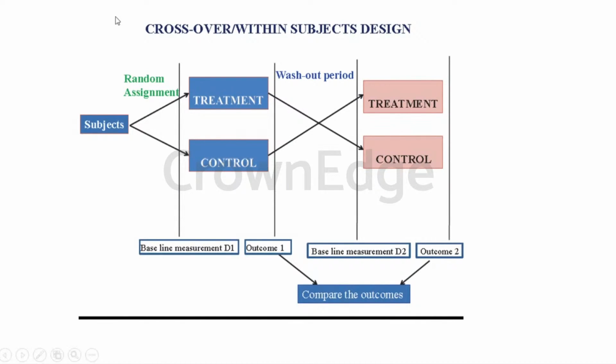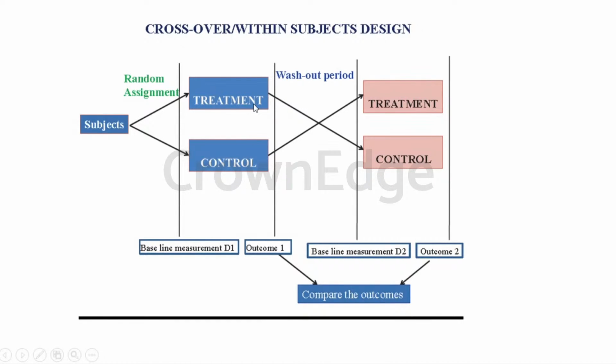So you have subjects, you randomly assign them to treatment and control group, and then you take the measurement of outcome at the end of this period. That is, your baseline measurement is taken before random allocation, then you randomly assign, and then you check outcome one. Then you wait. You keep a definite period in between, and then you reassign the subjects.